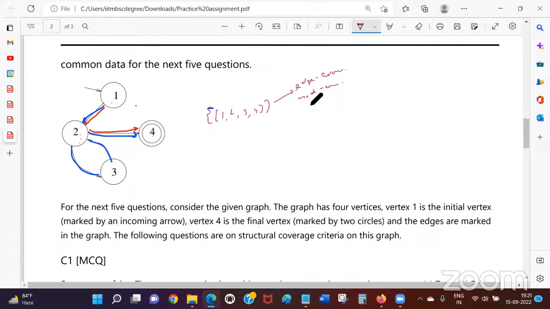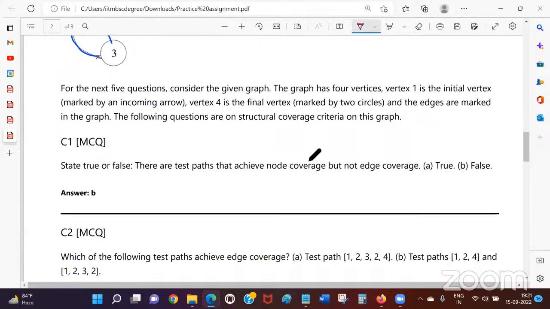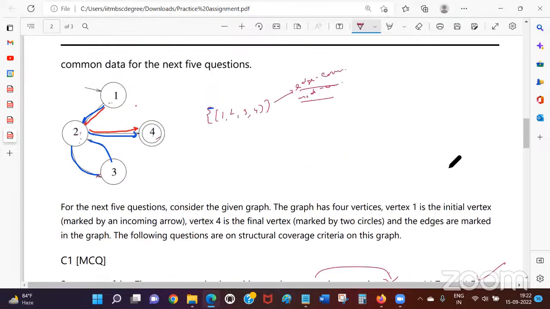But is the reverse true in this case or not? If I want node coverage, 1, 2, 3, 4, this path also does node coverage and also does edge coverage. So in this particular case, the option is false. Here the node coverage also gives the edge coverage, because node coverage given by the path 1, 2, 3, 4 also covers all the edges. So it's basically a false option.